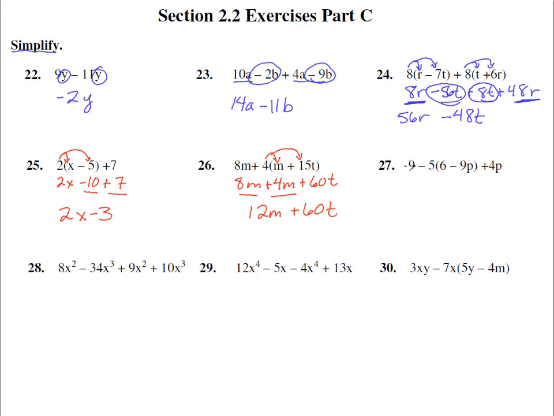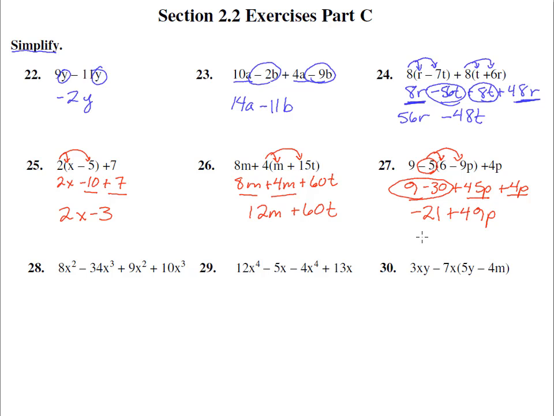Number 27. 9 minus 5 times, parentheses 6 minus 9p plus 4p. The 6 and the 9p cannot go together because this is a number, and that has a variable on it. So we jump this in. Good. Now as we jump it in, this is a negative 5 that jumps in. So this is 9 minus 30 plus 45p plus 4p. Good. Now we can put the numbers together here. 9 minus 30, that's a negative 21. 45p and 4p, that's plus 49p.